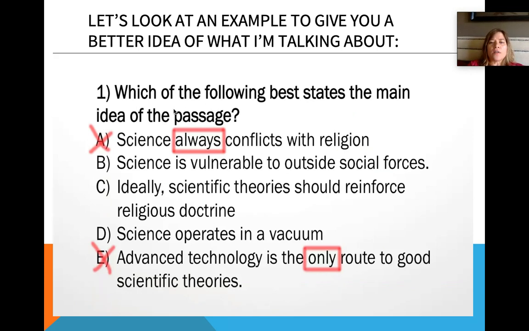Science always conflicts with religion. Advanced technology is the only route to good scientific theories. Neither of those are correct. Both of those offer extremes, and therefore something can't always be right. Something can't be the only route. So you can immediately cross those off, and then you have three that you're choosing between.